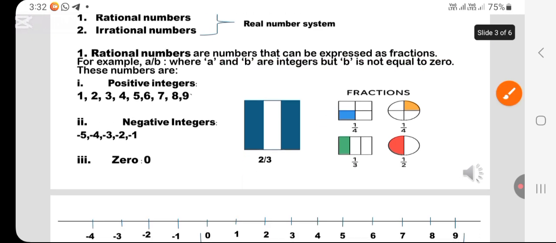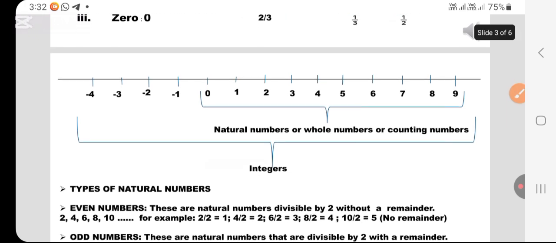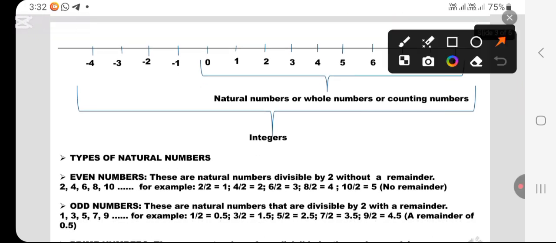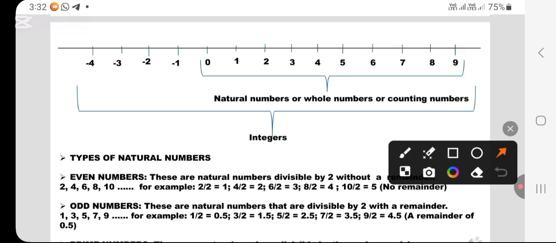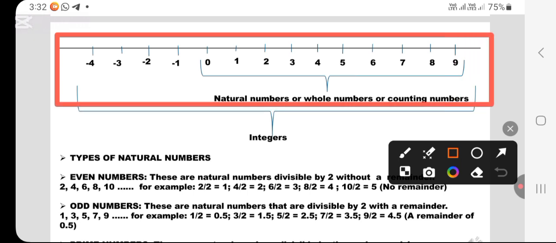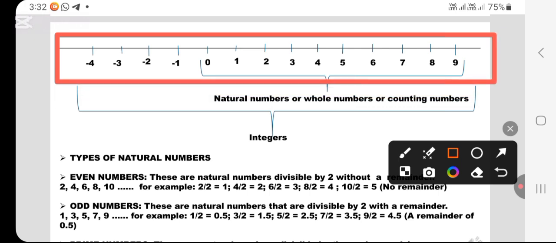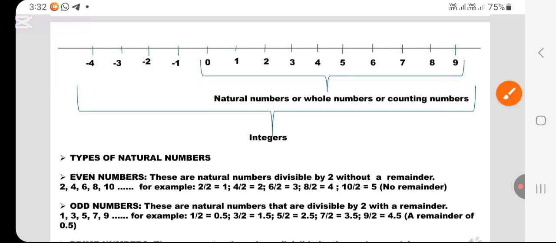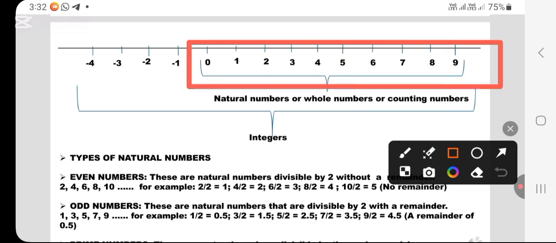So let's continue, let's represent the positive integers, negative integers, and 0 with a number line. This is a number line. We have negative integers to positive integers represented on the number line. All these are the integers. Then counting numbers are from 0 to 9.